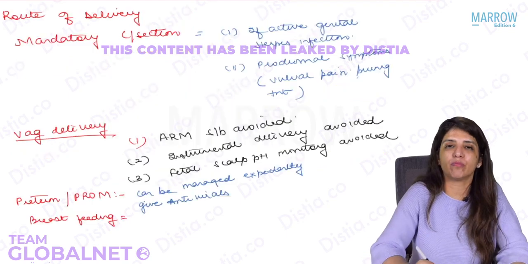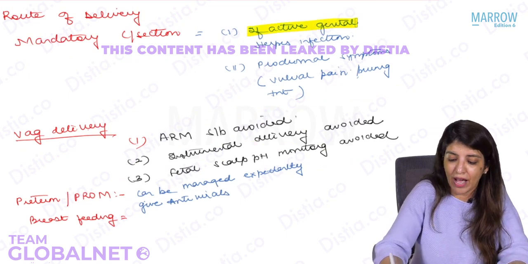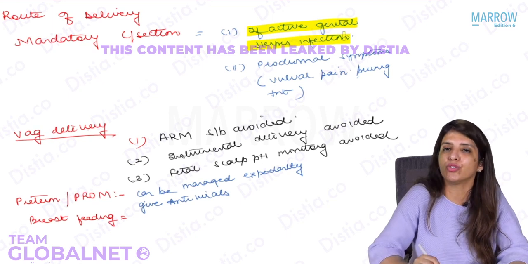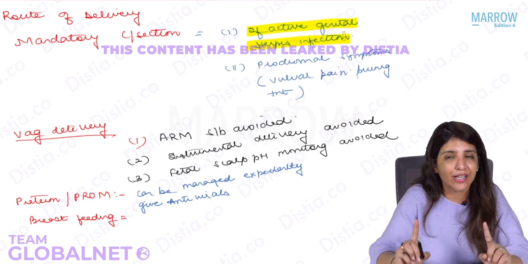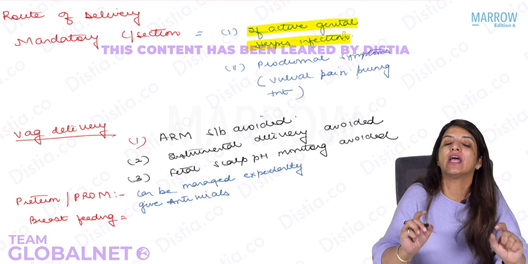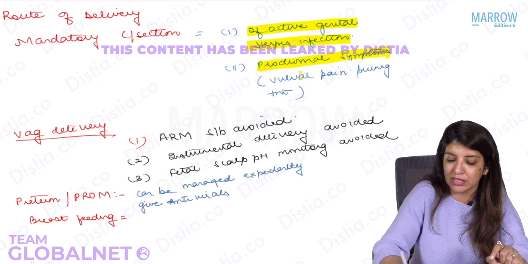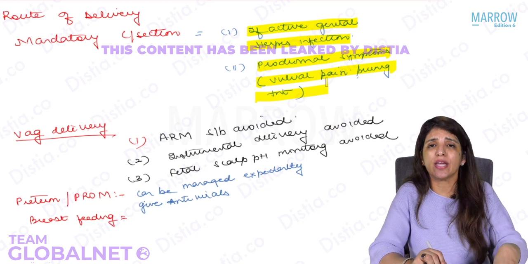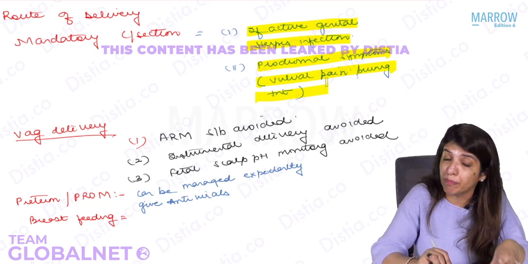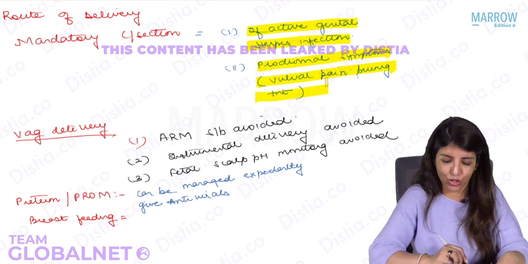Right? Then you have to remember, as I was telling you, that C-section is done if there is active genital herpes infection. This all of you know. But there is one more indication for cesarean section: even if active genital herpes infection is not present, but HSV is present, and there are prodromal symptoms like vulval pain or burning. So HSV is present elsewhere, but vulval pain is there.